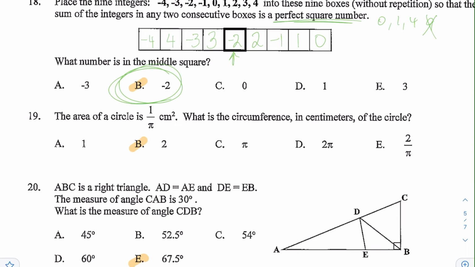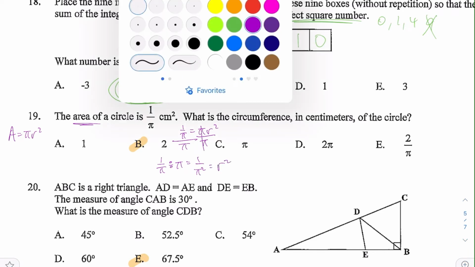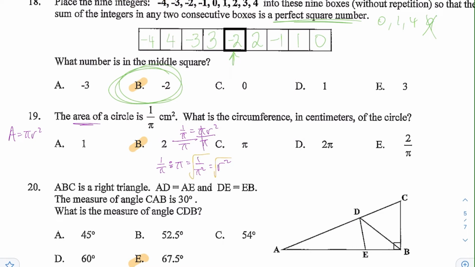Next, for number 19, the area of a circle is 1 over pi. What's the circumference in centimeters of the circle? So the formula for the area is pi r squared, and in this case, we want to set pi r squared to 1 over pi. And you want to solve for the radius here. So if you divide by pi on both sides, you have 1 over pi divided by pi, which is 1 over pi squared, and that's equal to r squared. And from here, you can do the square root and get that r is equal to 1 over pi.